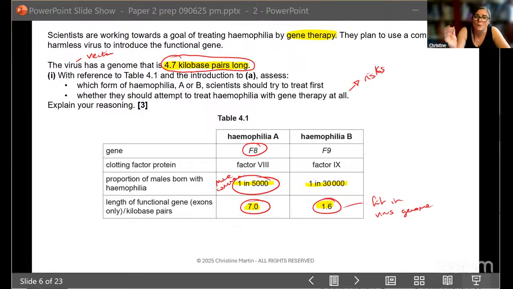What we also want to know is, well, is there a cure? So if there's no cure, then we would argue that gene therapy is a good form of treatment, at least attempting gene therapy to help someone who potentially has haemophilia. So it is important when you're going through these questions that you take the time to dissect that information so you can figure out what it is that they're actually asking you.